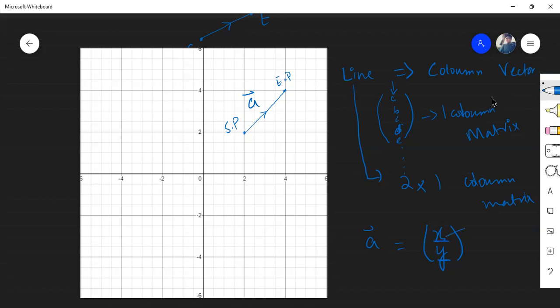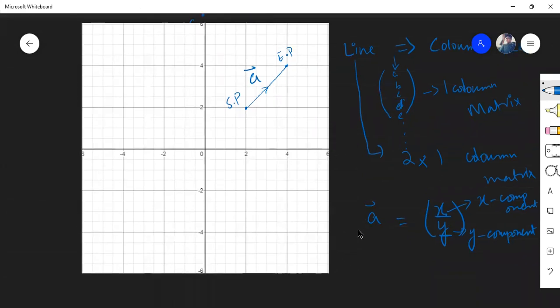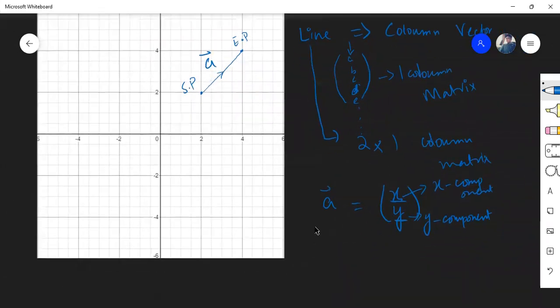We also call them components of the vector. We write them as the x component, and we call this one the y component. So now what we're left with is what these x values and y values are. There has to be a value. Now the x value.